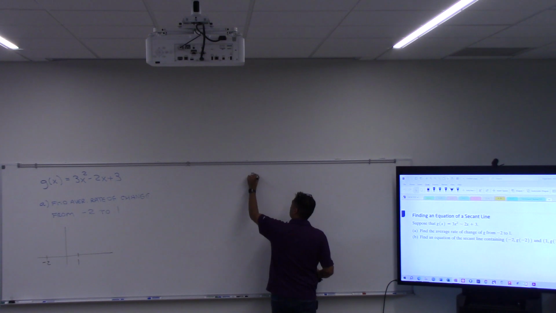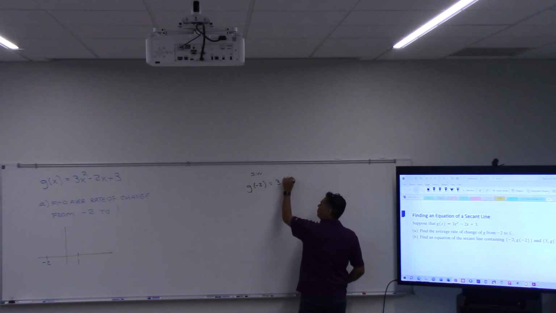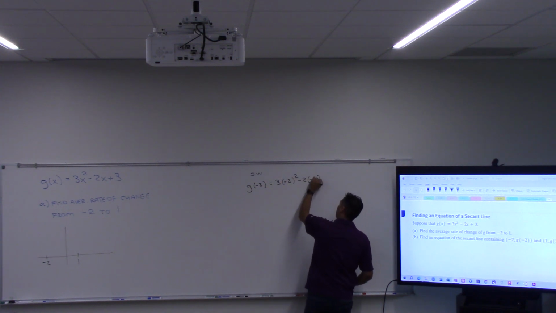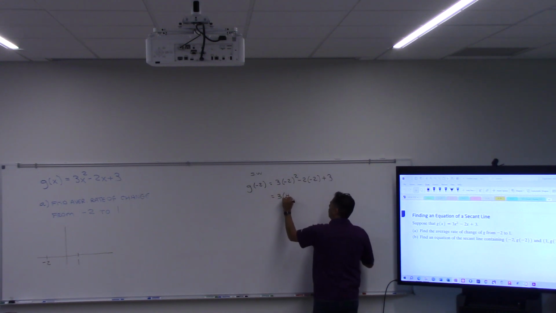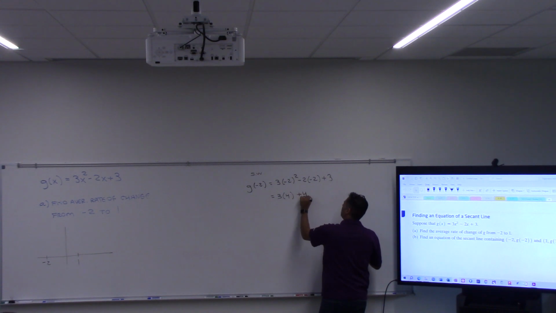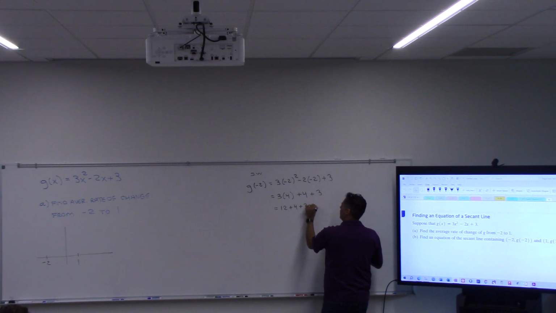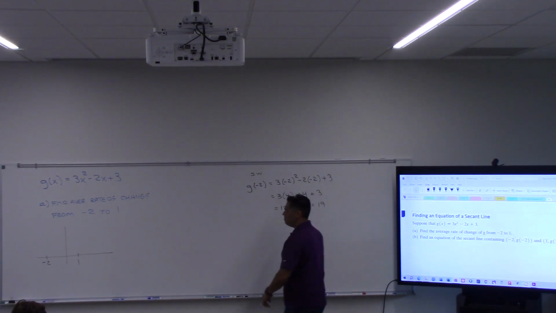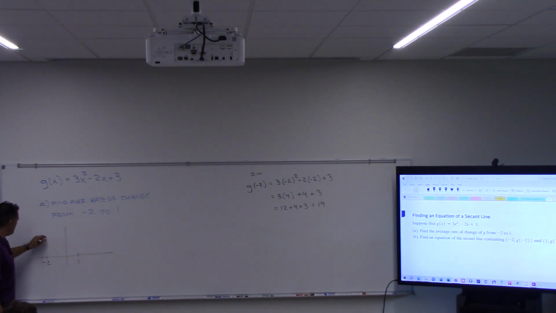So this is my scratch work over here. I'm going to do g of -2, which will be 3 times negative 2 squared minus 2 times negative 2. I'm plugging into the original function. 3 times negative 2 squared is 12. 2 negatives become positive. 12 plus 4 plus 3? 19. Y'all agree? So at negative 2, we have a point, 19.